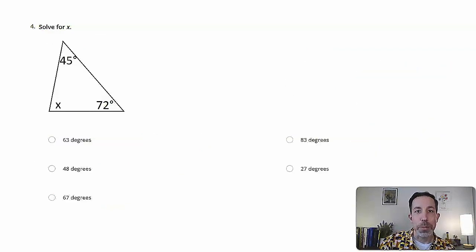Let's take a look at this one. It simply says solve for x. Then we're given a shape. It's a three-sided shape. This is a triangle. We see that one angle is 45 degrees, one is 72 degrees, and then the third one is x. That's the one we're trying to find.